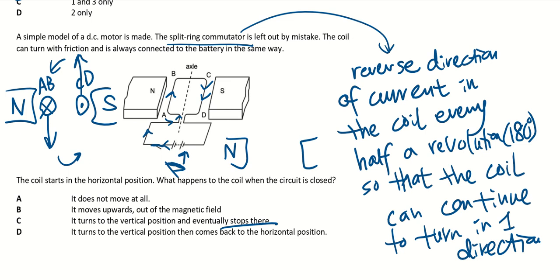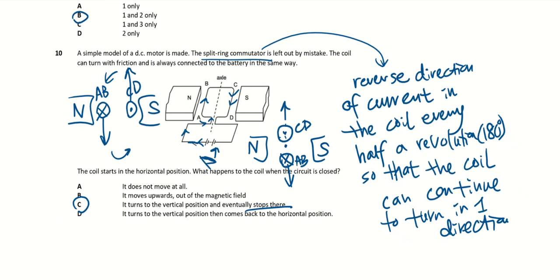You will turn and turn and turn. A, B will be here. C, D will be here. Okay, because the direction is still not reversed. So this is the pivot, and there's no more moment because the force passes through the pivot. Therefore, it will eventually stop there. So the answer is C.